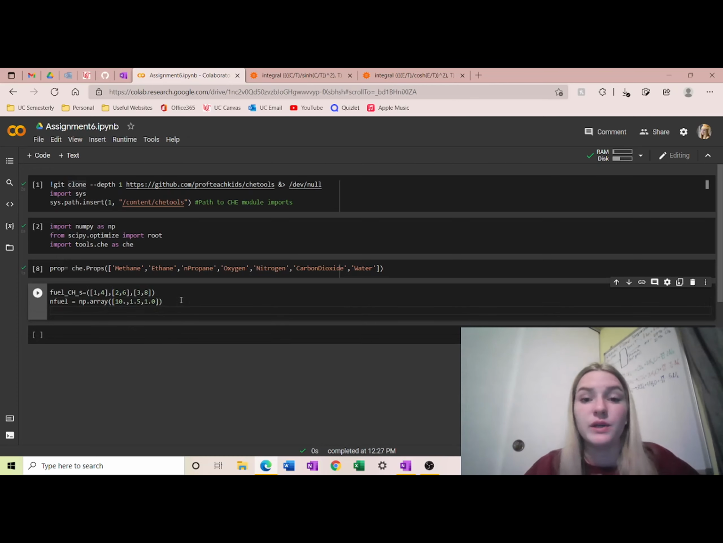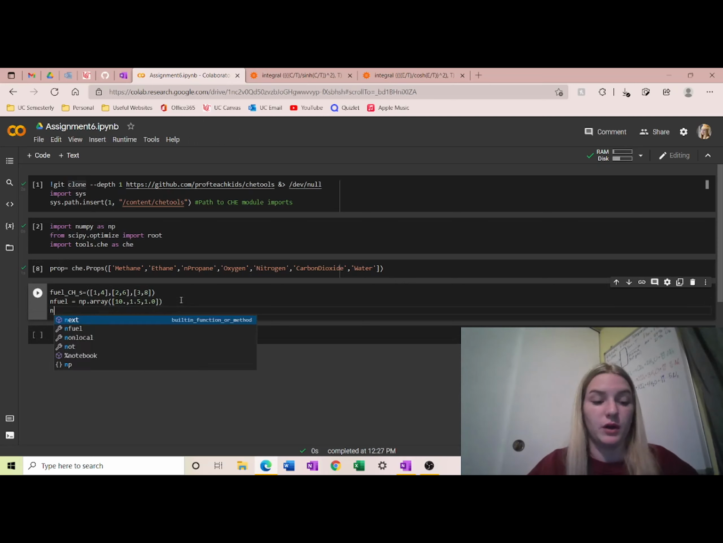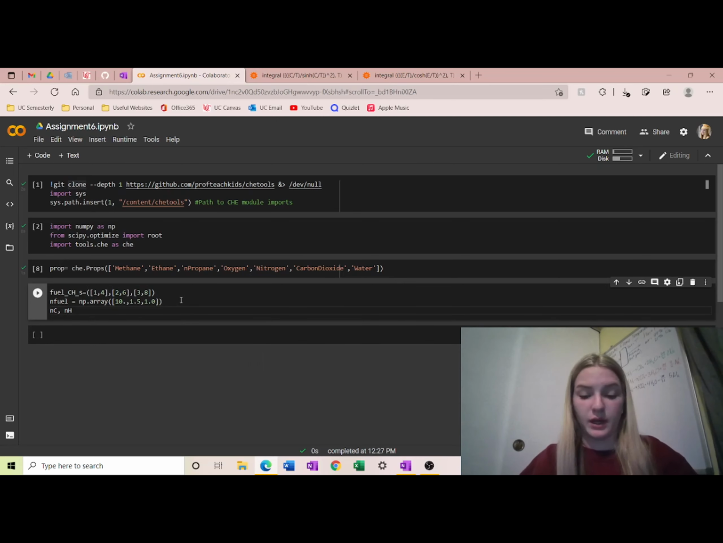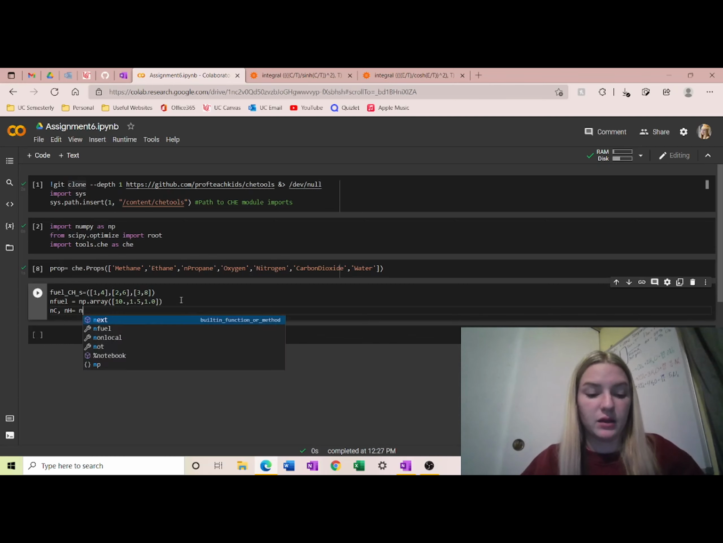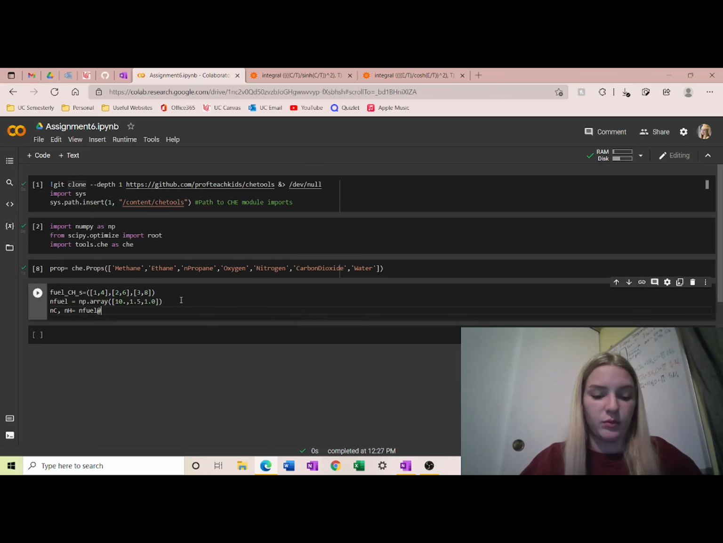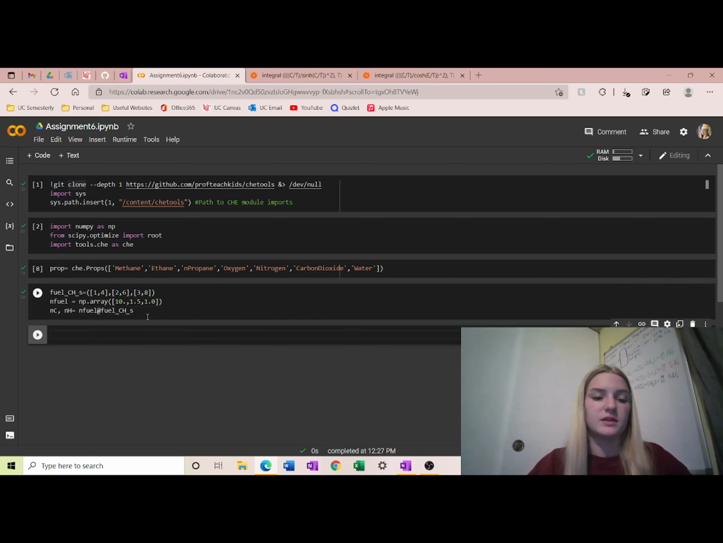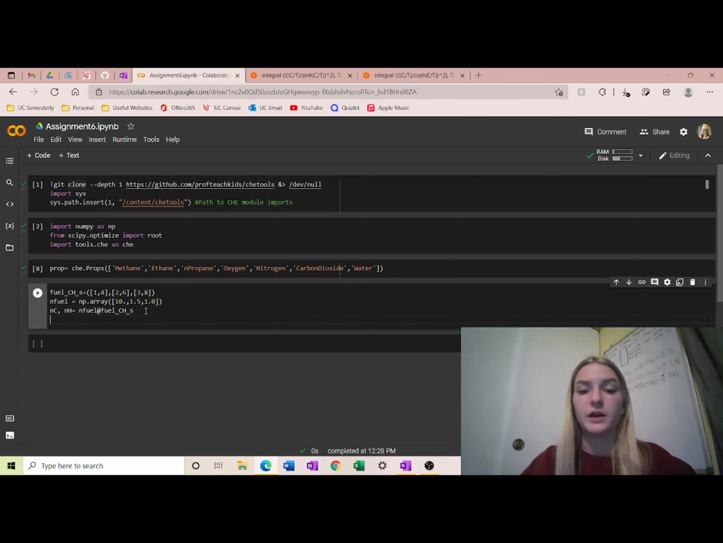So now we are going to find the number of moles of carbon that we have and the number of moles of hydrogen that we have. We are going to do this by taking N fuel and multiplying that by the fuel_CH. That is going to give us the number of moles of carbon and hydrogen that we have.